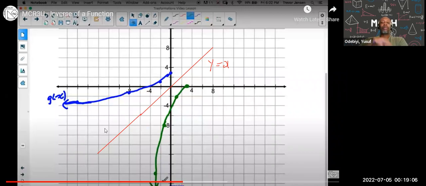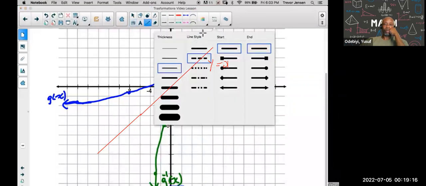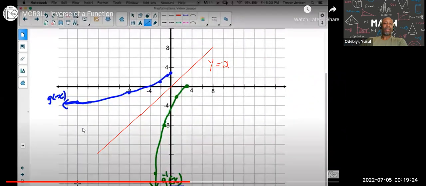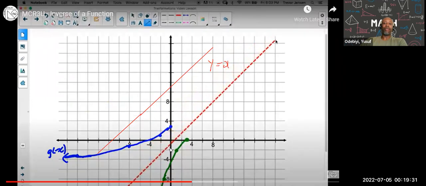And notice this is our transform function. Sorry, this is the inverse of our transform function g at x. So the inverse of g at x looks like this. And hopefully you noticed this looks like a diagonal reflection through the line y equals x. So if I drew the line y equals x, you can see it would look like this, what I was showing you.